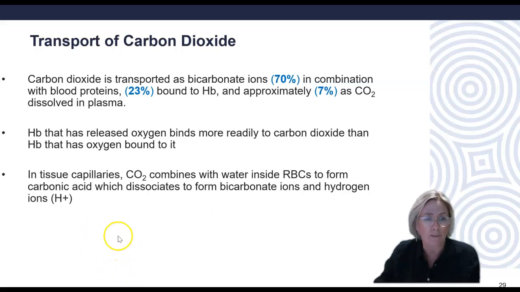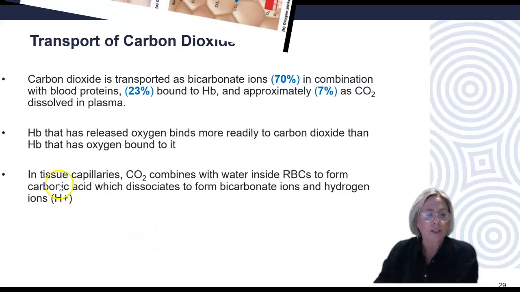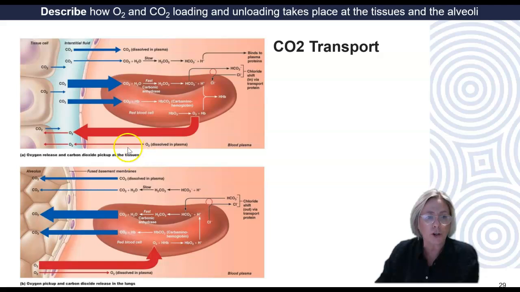So let's go through this transport of carbon dioxide now. Okay, this top panel here, we're looking at internal respiration, so oxygen release and carbon dioxide pickup at the tissues. Right, we'll start here. We'll get oxygen out of the way. Obviously, oxygen detaches from hemoglobin, and it is going to be released from the red blood cells into the plasma, and then it's going to diffuse into the interstitial space and then into the tissue cells. That small amount of oxygen that's dissolved in the blood is also going to diffuse into the interstitial fluid and into the tissue cells.